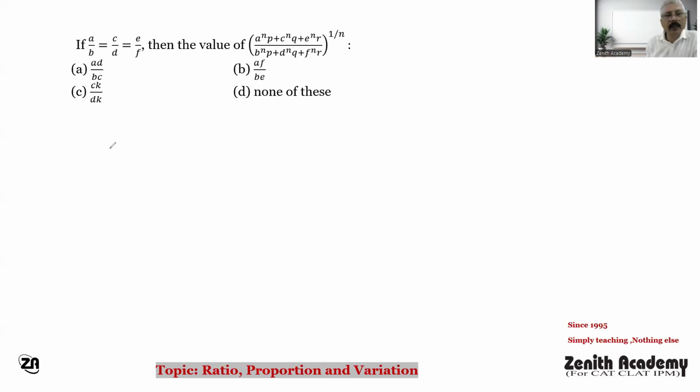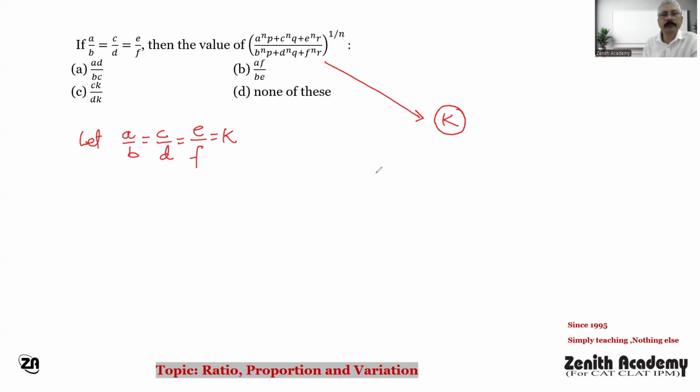Look here. If A upon B is equal to C upon D is equal to E upon F, so let A upon B is equal to C upon D is equal to E upon F is equal to K. Then directly you can say the answer will be equal to K. This property you have already studied in your concept classes.